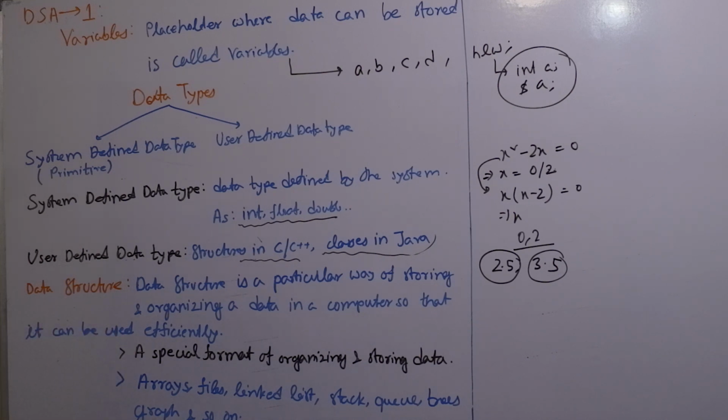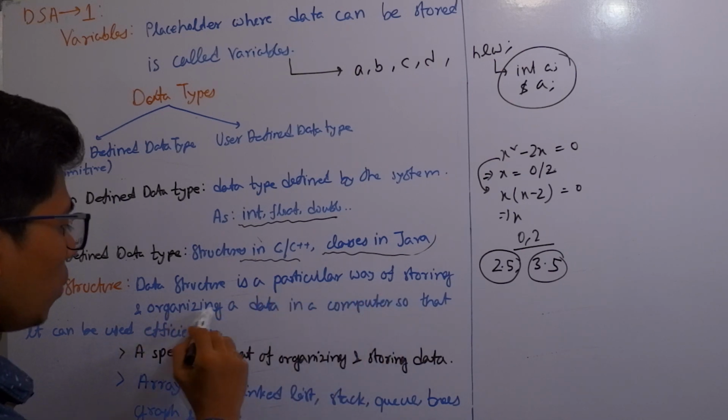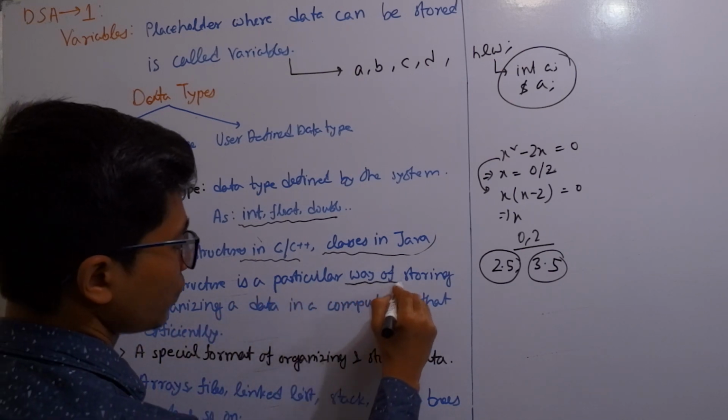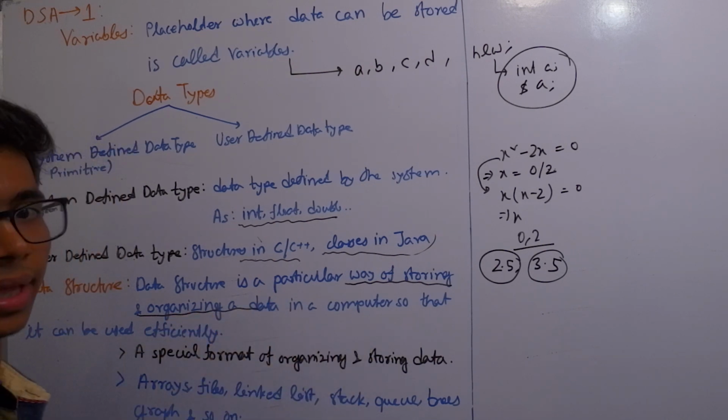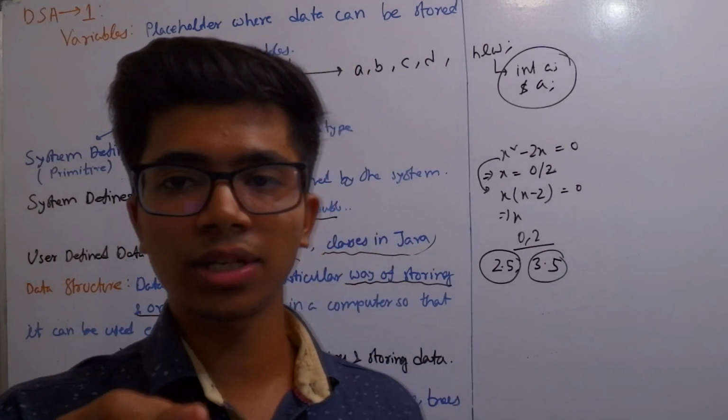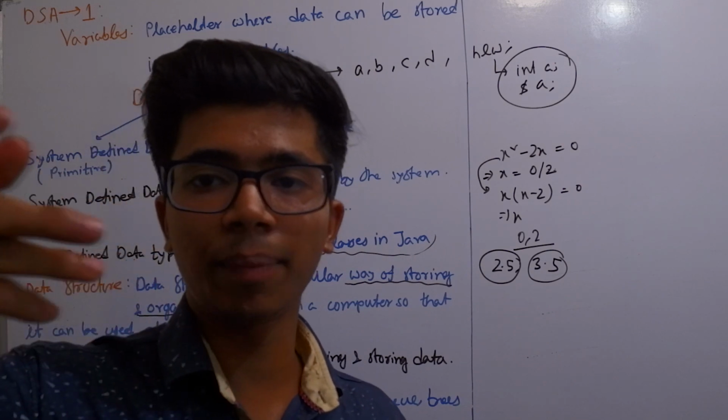Now coming to data structures. What is a data structure? A data structure is a particular way of storing and organizing data in a computer so that it can be used efficiently. That means a data structure is a way to organize data in a particular manner.